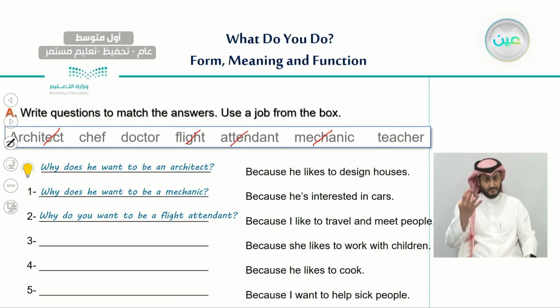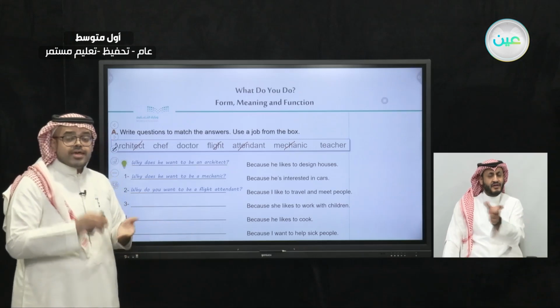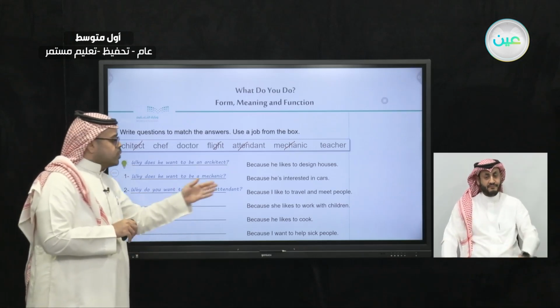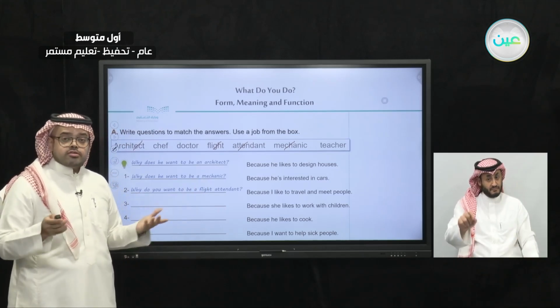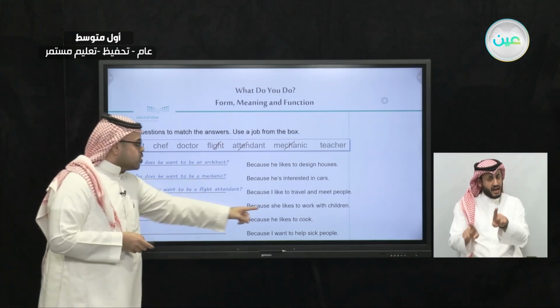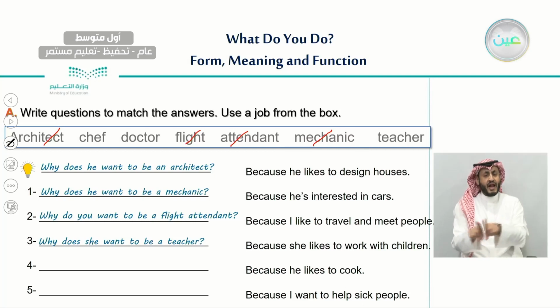Now let's move on to the next one. Because she likes to work with children. So which of the remaining jobs? Chef, doctor, and teacher. Which job has the activity of working with children? What do you think? Very good. Yes, it is a teacher. So since we're talking about she, the question will be, why does she want to be a teacher? So here we're going to cross teacher.